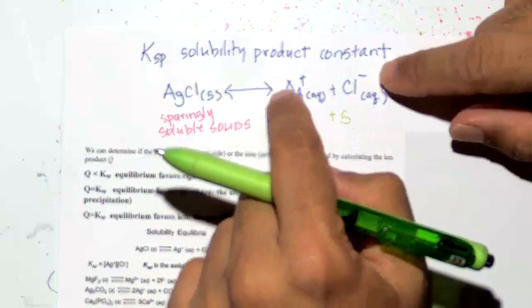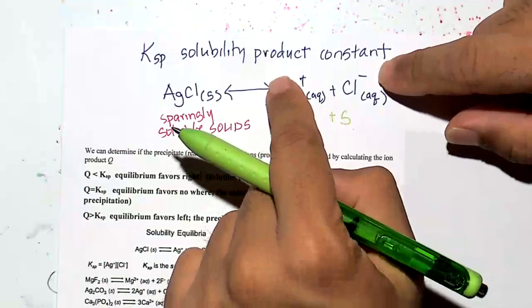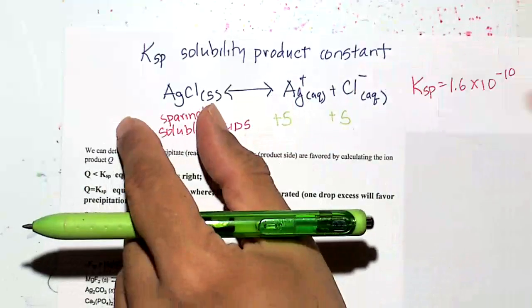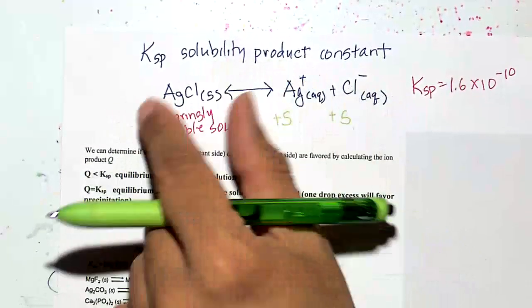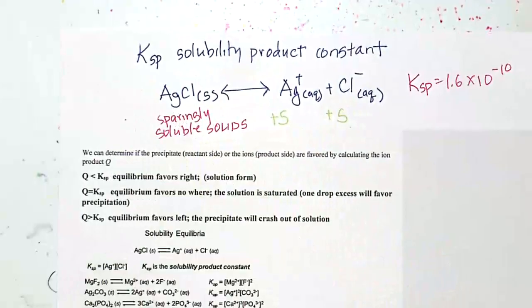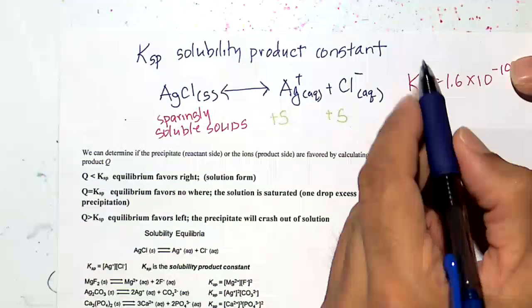Let me ask you this question. What's the total charge on the product side? 0. Plus and minus is 0. What's the total charge on the reactant side? 0. So the charges have to be balanced. Let's just continue on with what we'll have to do for these types of problems.